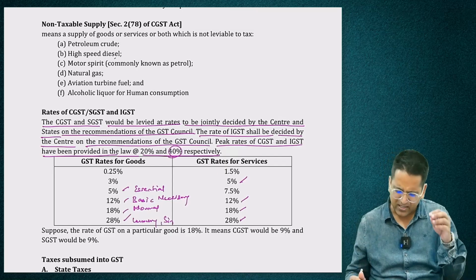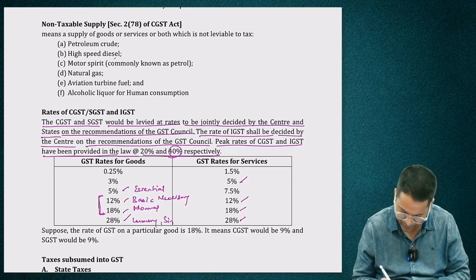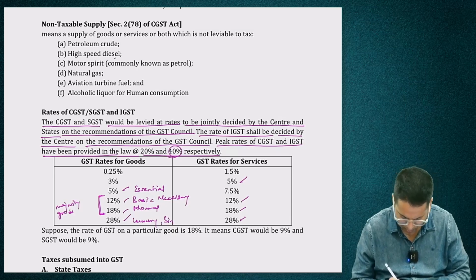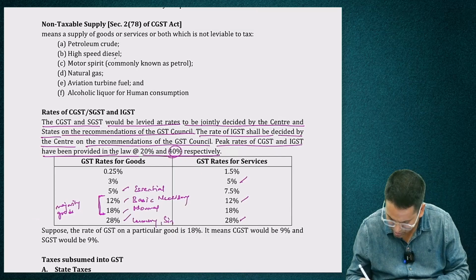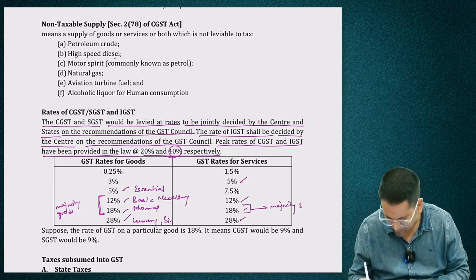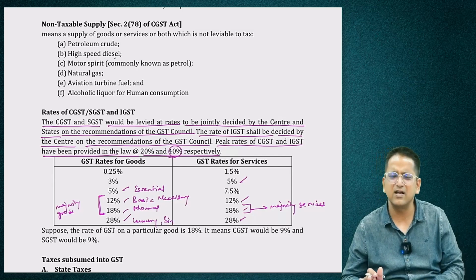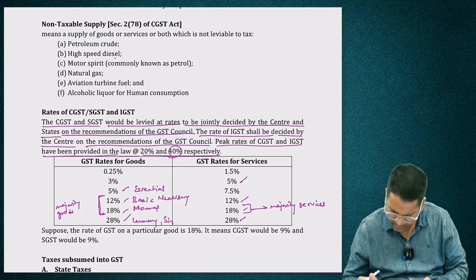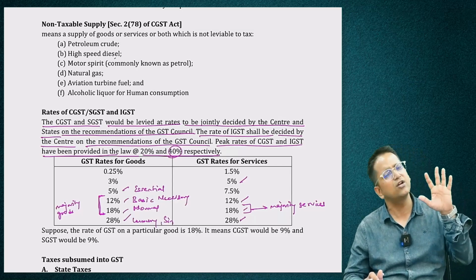If we talk about services, most of the services are at what rate? In goods, the majority of items are taxable at 12 and 18%. And for services, the rate for the majority is 18%. If you don't know the rate of a service, you can assume it's 18%. For goods, it's either 12% or 18%. So 5, 12, 18, 28 are the commonly used rates.